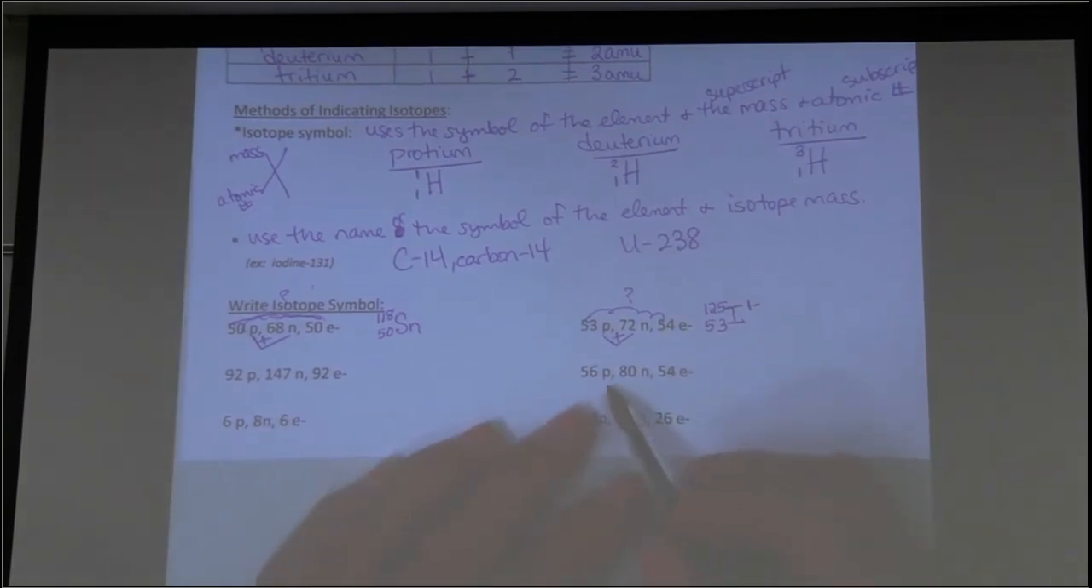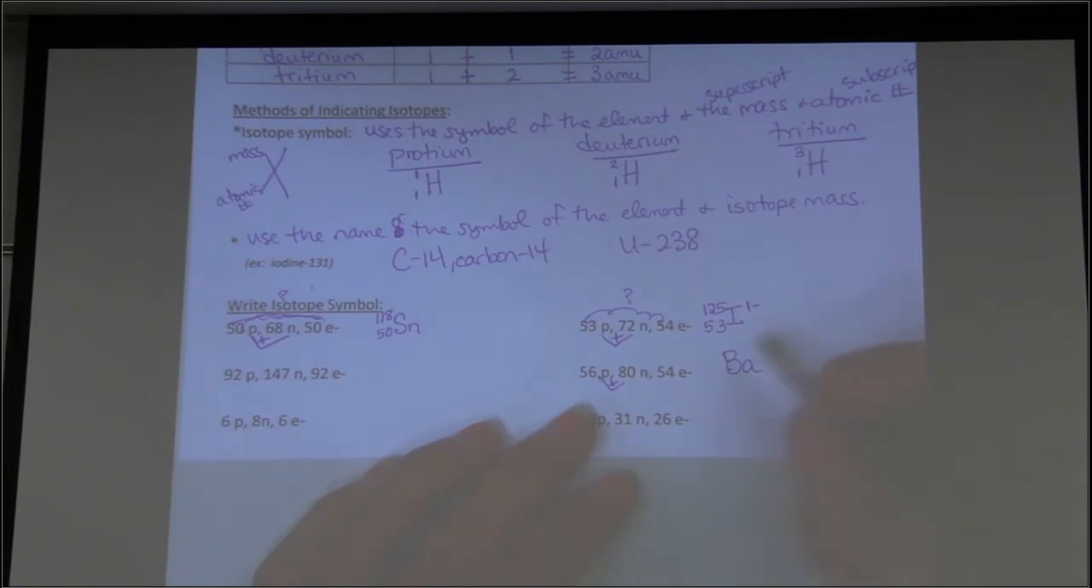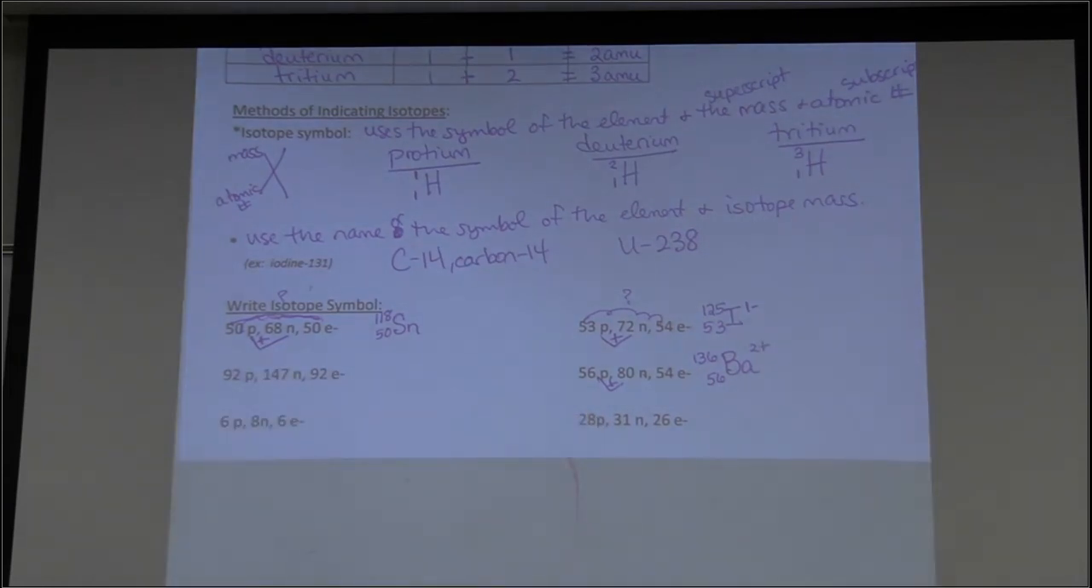All right, let's go to the one below it. Who is this? Barium. What's the mass? 136. What goes on the bottom? 56. Is it an ion? What's its charge? 2 plus. All right, do the rest of these right now.